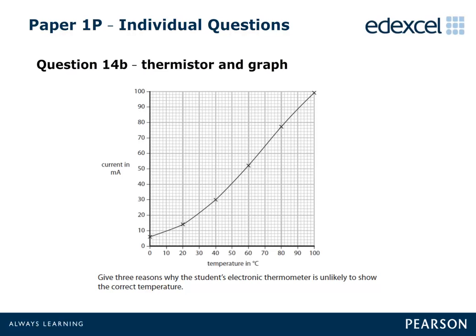Any 3 of 7 valid points were allowed. The groupings in the mark scheme do not denote any limitation. They are merely for the marker's convenience.